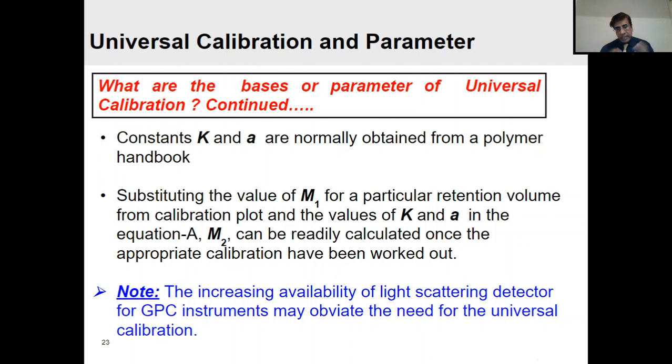Now, nowadays in the GPC machine we are using a light scattering detector. Once you start using a light scattering detector, because it depends purely upon the size of the polymer chain, in future the more and more use of the light scattering detector will actually eliminate the need for universal calibration. Therefore, you don't need to use universal calibration if you have a light scattering detector in the GPC machine. Without that, you have to rely on universal calibration.